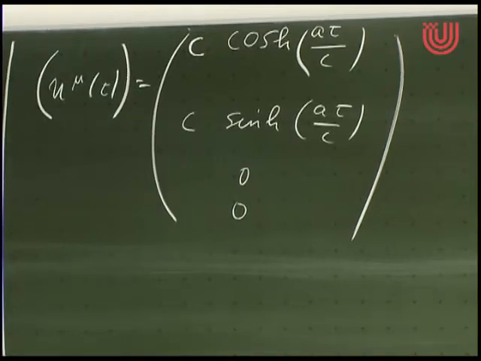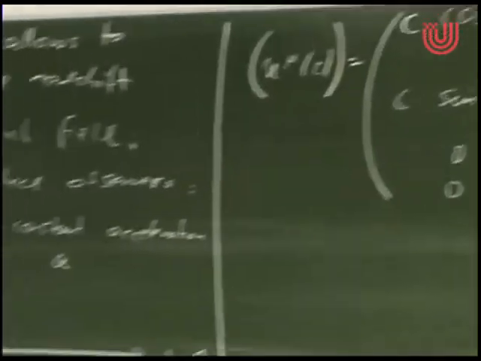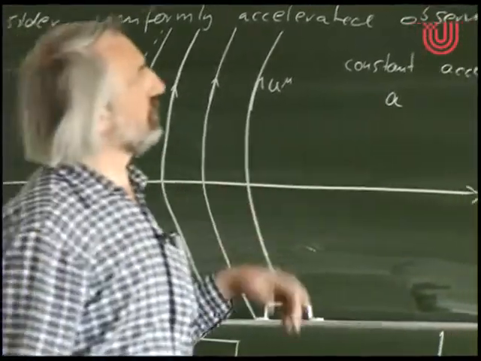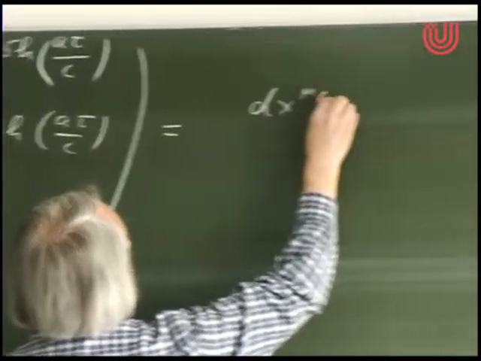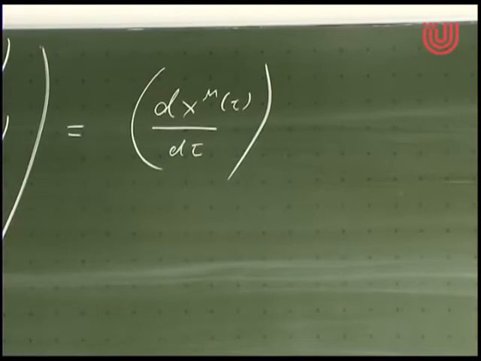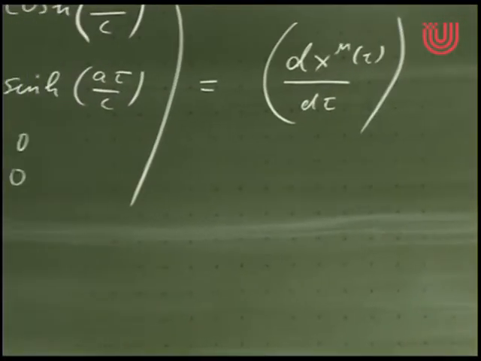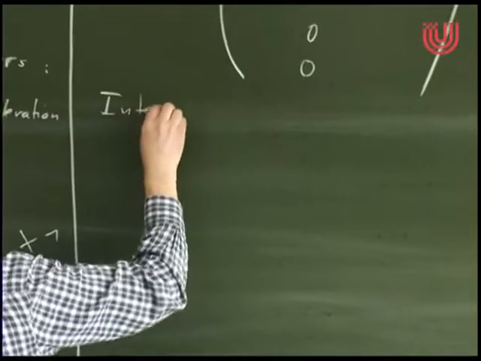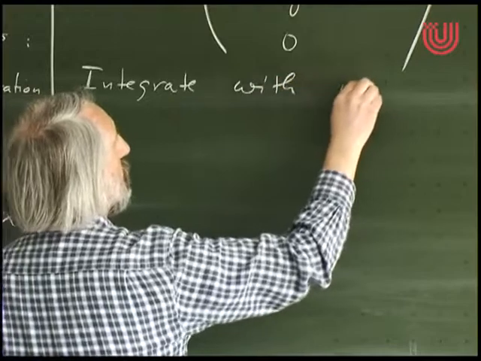That's what we calculated, I don't know, two weeks ago or so. Now I want the world line itself, that means x^mu of tau. This is just dx^mu of tau by d tau, so if I want x^mu of tau, I have to integrate this with appropriate initial conditions.